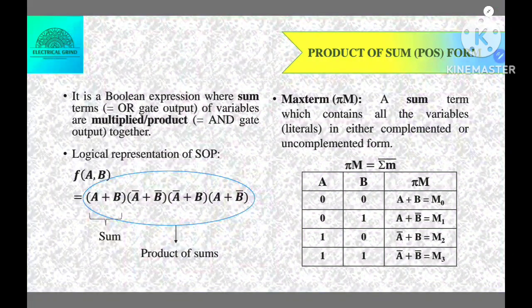Let us learn about product of sum. So product of sum or POS form is a Boolean expression where multiple combinations of sum terms of variables or literals are multiplied together to form a single output. It is also called OR-to-AND gate.